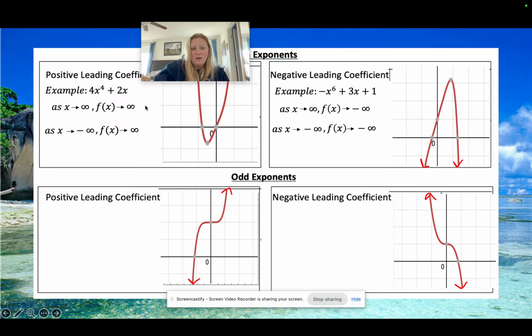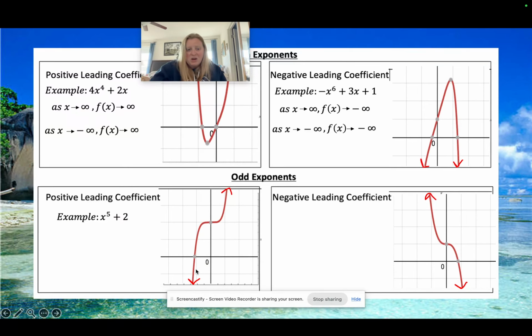You want to notice when your exponent's even, you're going to have the same end behavior. Either it's going to be smiley, so both pointing up, or it's going to be a frowny, where both are pointing down. But no matter what, you're going to start out the same way. Every graph has a right side, every graph has a left side.